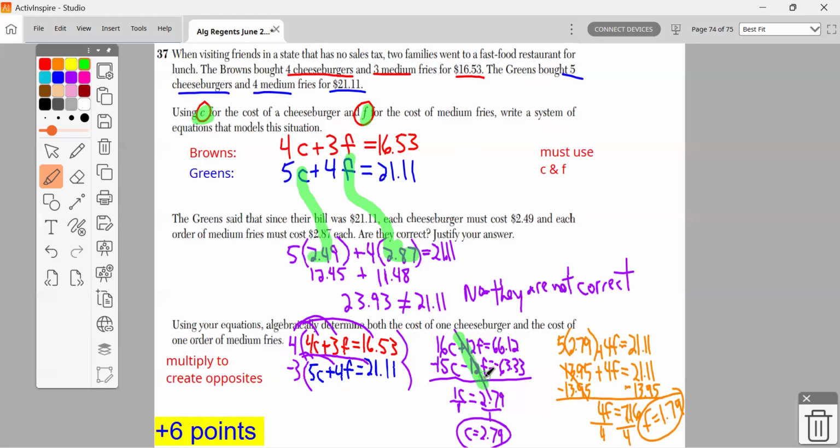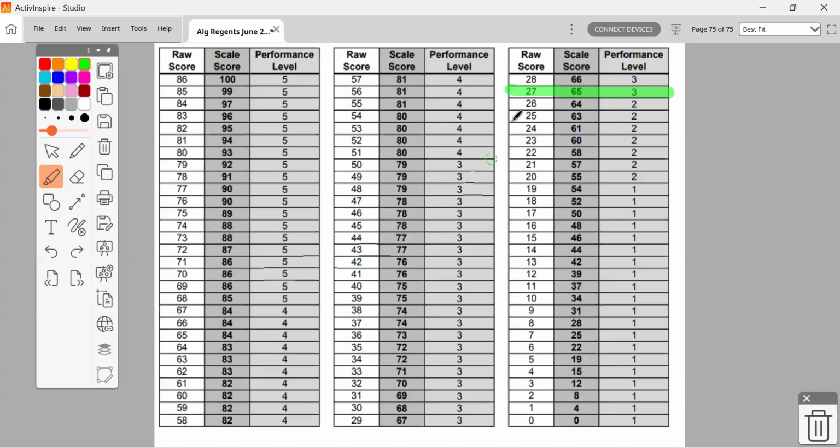Add going down, 16 plus -15 is 1C. 65.40 plus -63.33 is 2.79. Divide by 1, so you get the cost of 1 cheeseburger is 2.79. Now, take that 2.79 and sub it into one of the equations for C. I chose to sub it into the bottom equation. 5 times C, 5 times 2.79, plus 4F equals 21.11. Solve that 2-step equation by subtracting 13.95 and dividing by 4. You get that fries were $1.79. A passing score on this Regents was 27 credits.